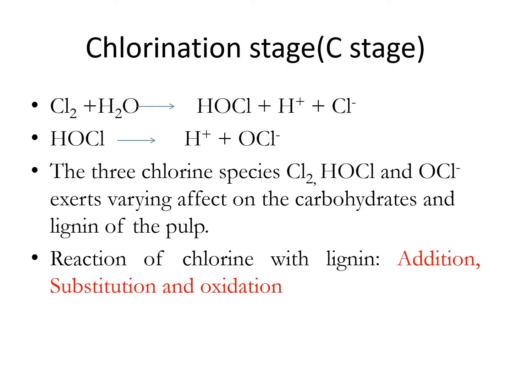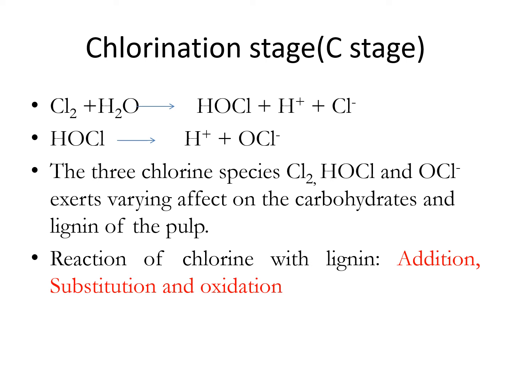So the first stage is the chlorination stage or C stage. In direct chlorination, the chlorine is added directly to the pulp, either as chlorine gas or as chlorine water. Chlorine is not very soluble in water, but in the presence of pulp, chlorine is absorbed readily. The chlorine should be added rapidly in order to lower the pH of the reaction mixture as quickly as possible.